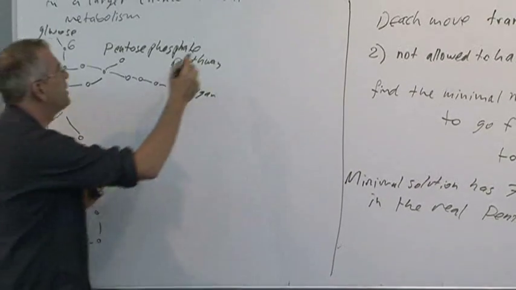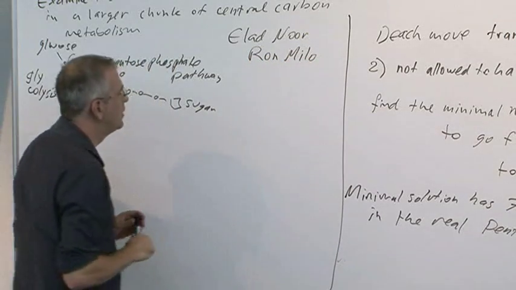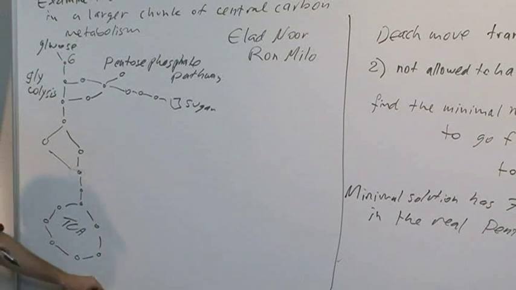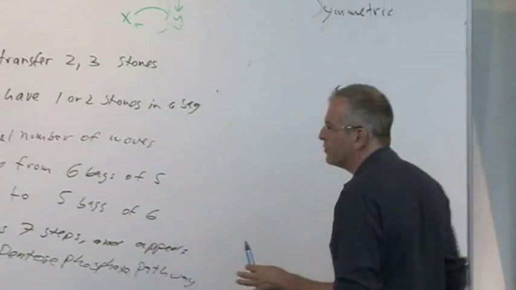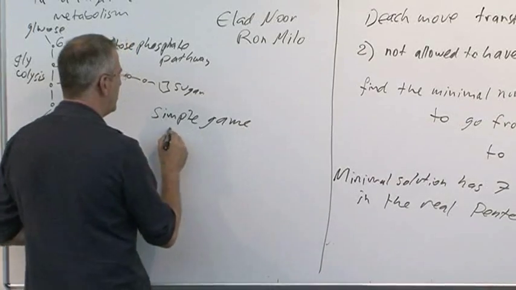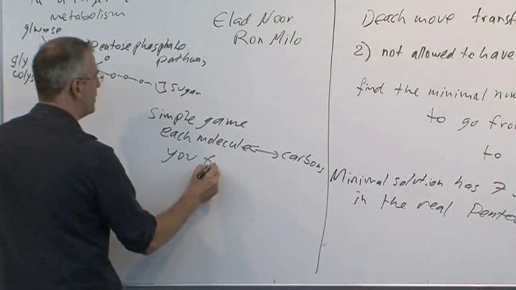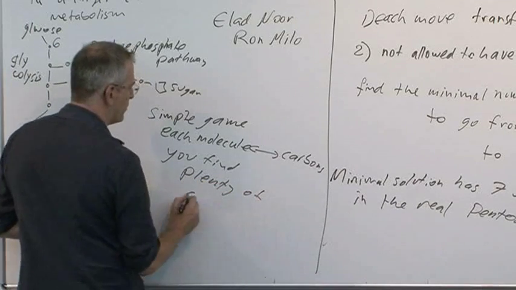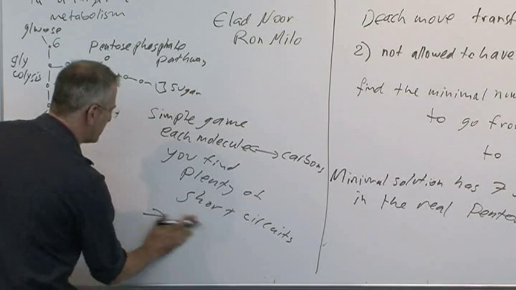And this work is by Elad Noor, Ron Milo, and the idea was to add also a little bit. So, okay. So if you just try to do this, the pentose phosphate game, if you just try to play the same simple game, where each molecule is represented by the number of carbons, you find plenty of short circuits. What does that mean? Smaller paths. Shorter paths than what's observed.